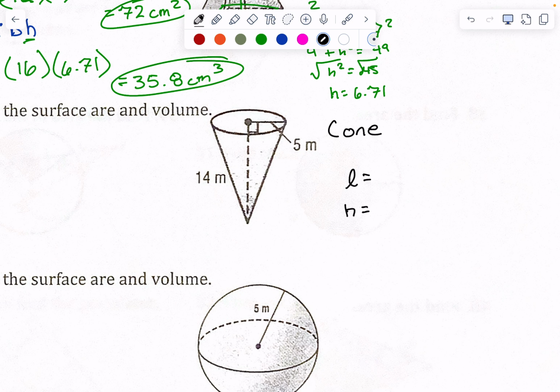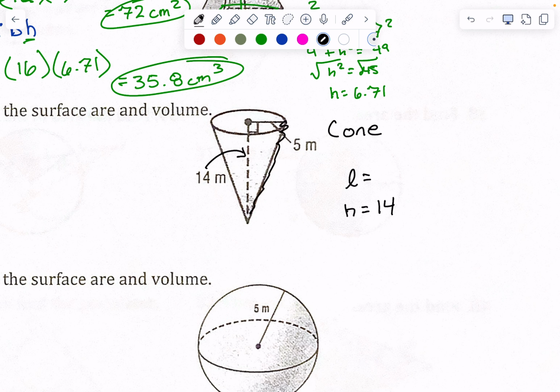I think it's the normal height. I feel like they wouldn't have put this little guy in there if they didn't intend for it to be the normal height. So let's go ahead and assume that 14 is the normal height. I will make sure on the test that it is no question, right? So let's say the normal height is 14. So we need to find the slant height.